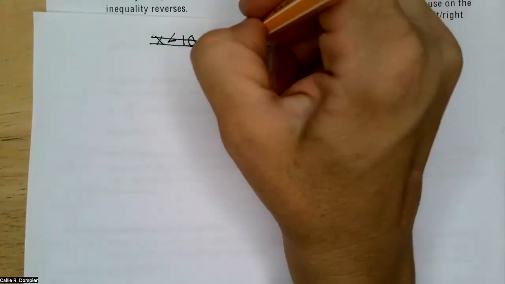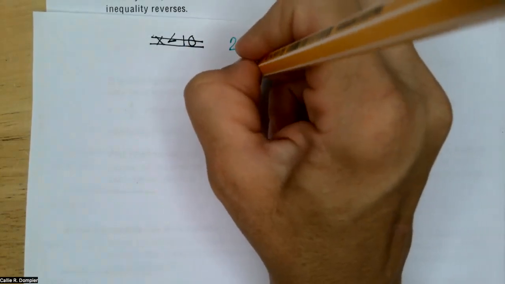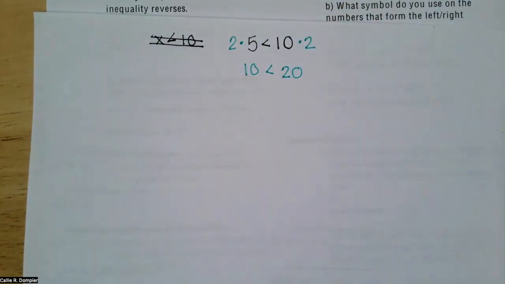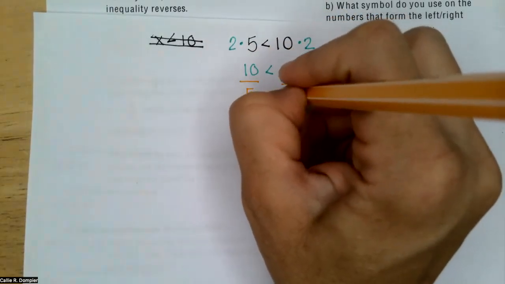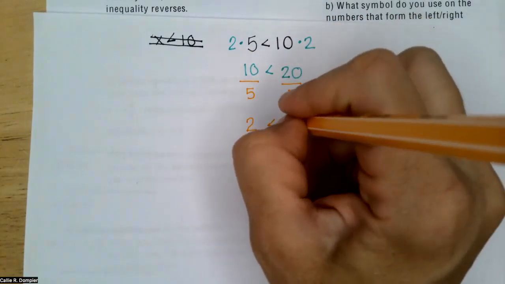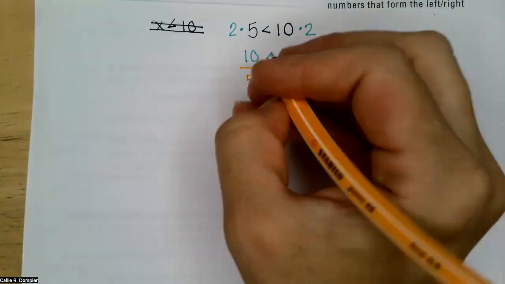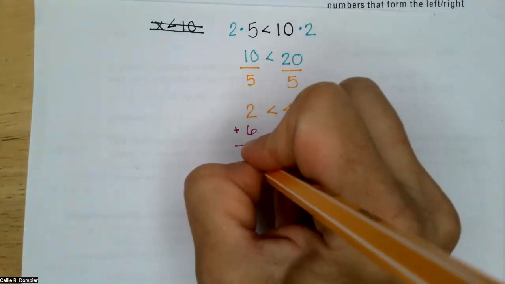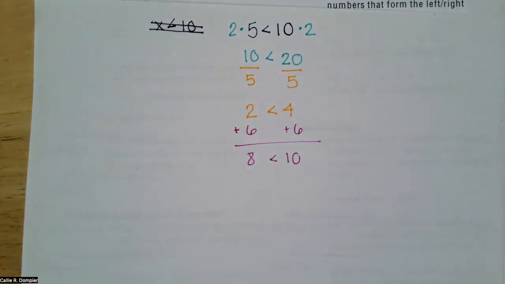If I take 5 and 10 and I multiply them both by 2, then I have 5 times 2 is 10, is less than 20, right? What if I divide them both by 5? 10 divided by 5 is 2, is less than 20 divided by 5 is 4. 2 is less than 4. That's still true, right? I can multiply, I can divide, I can add. 8 is less than 10. It's still going to be true, right?